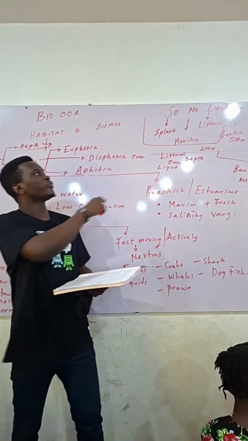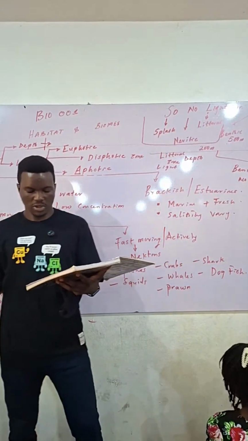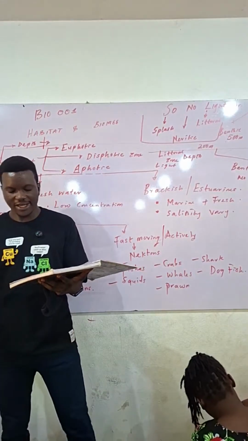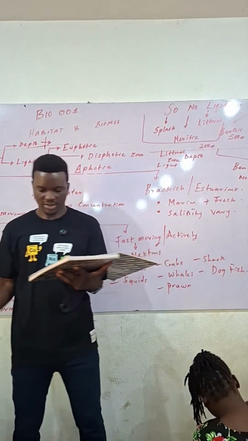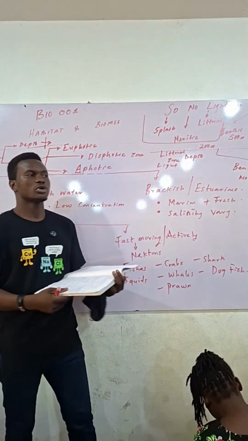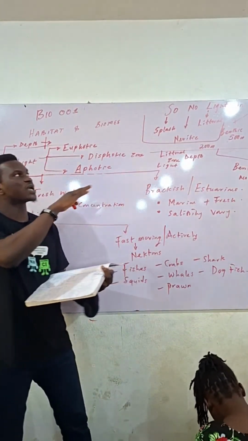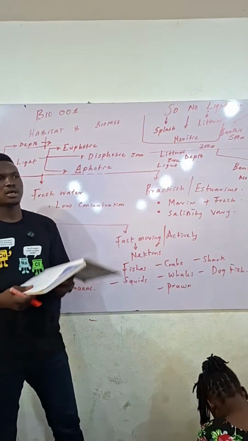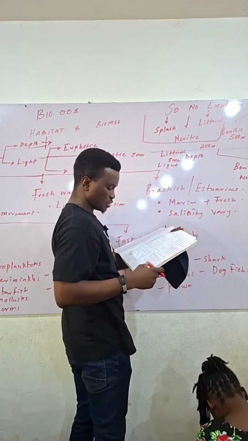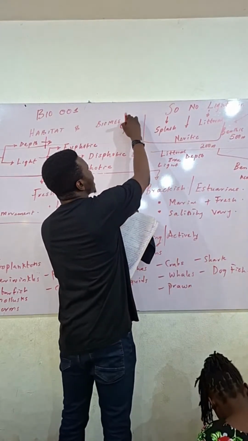So another name for splash zone is supertidal, supratidal, surface, photic, epipelagic zone. That's why I just wanted us to at least know this one first. So we have another name that they call this splash zone. It is called supertidal.